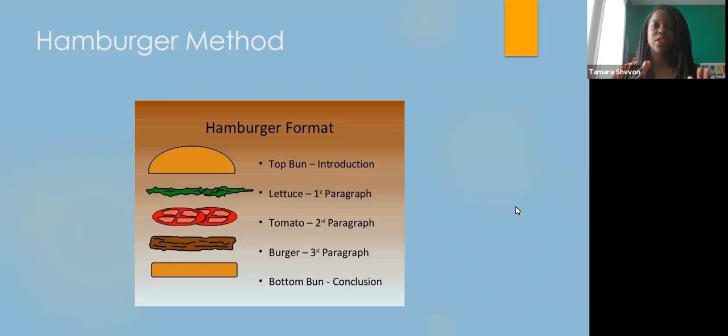The way this works in the introduction is that you're going to have your thesis statement at the very end, presenting what side of the argument you're on, and then the 3 points that will be highlighted in the essay to support your point. So lettuce would be paragraph number 1, which talks about the first bullet point of your thesis statement. Then you have the tomato, which is paragraph number 2, which goes over the second bullet point of your thesis statement. And then you have the burger, which is your third paragraph, covering the last part of your thesis statement. And then the bottom bun, which is the conclusion.